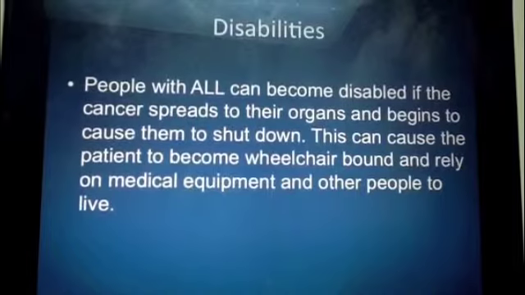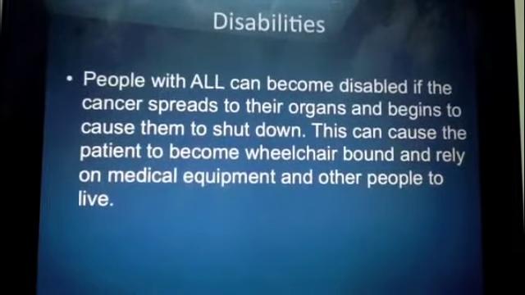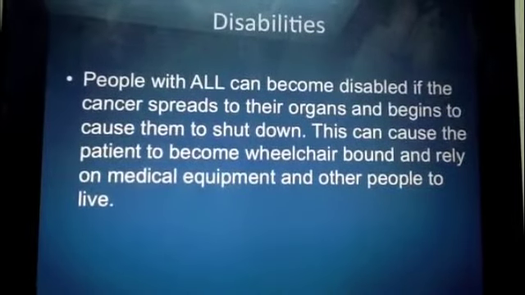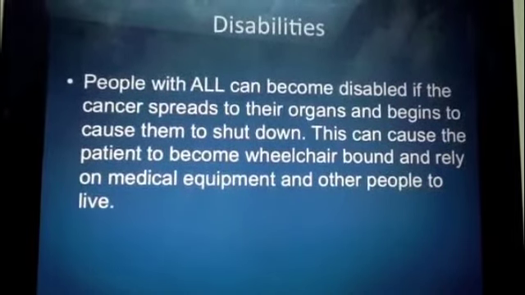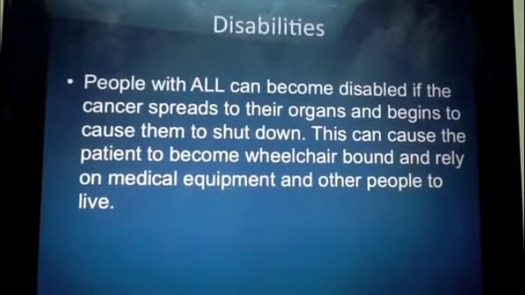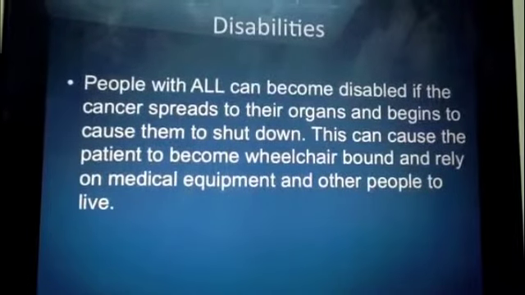This can cause the patient to rely on machines to help their organs function, or also a wheelchair to help them with ADLs, and also rely on other people to help them live. They also may have to have dialysis for their kidneys if their kidneys begin to shut down, or they may even have an organ removed because it has become affected by the ALL.